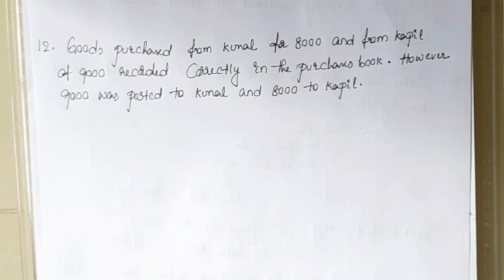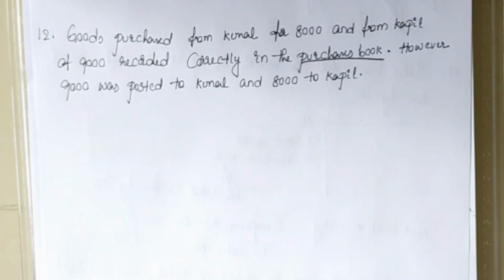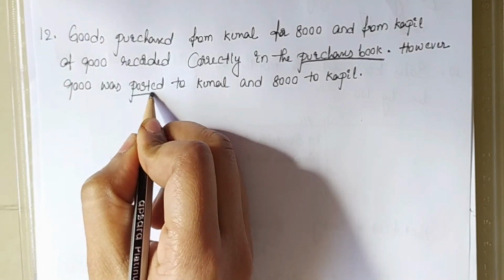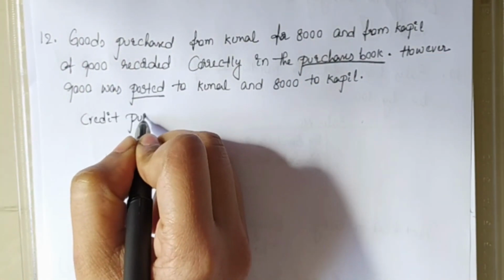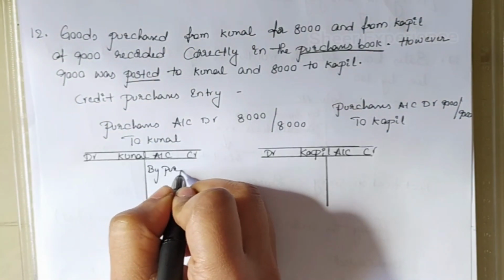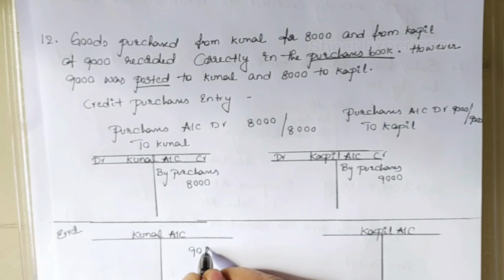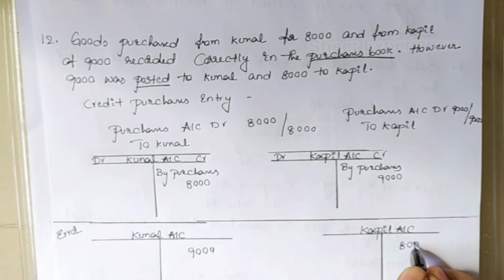Our last error is goods purchased from Kunal for 8,000 and from Kapil for 9,000. Recorded correctly in the purchases book. However, 9,000 was posted to Kunal and 8,000 is posted to Kapil. The error says it is correctly recorded in purchases book but wrongly posted in Kunal and Kapil's account. As per the purchase entry, in Kunal's account we have to record 8,000 on the credit side and in Kapil's account we have to record 9,000 on the credit side. But by mistake we have recorded 9,000 in Kunal's account and 8,000 in Kapil's account.